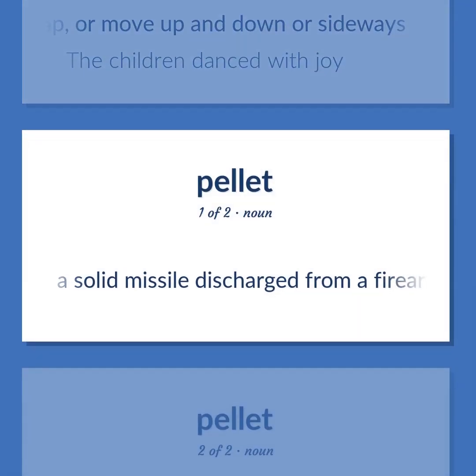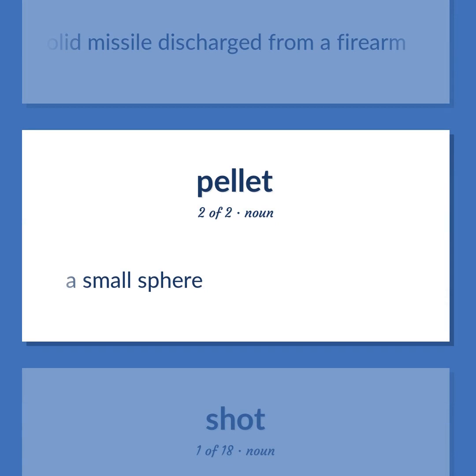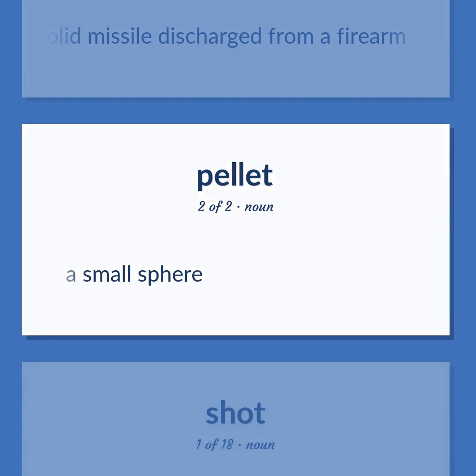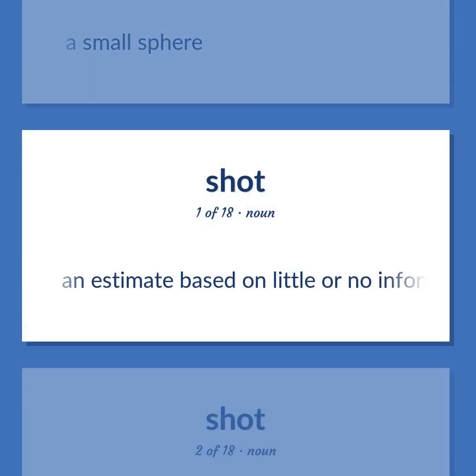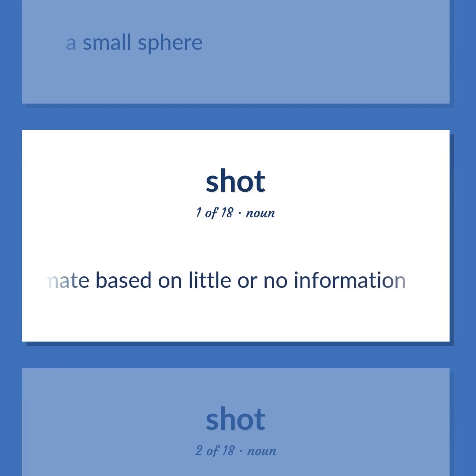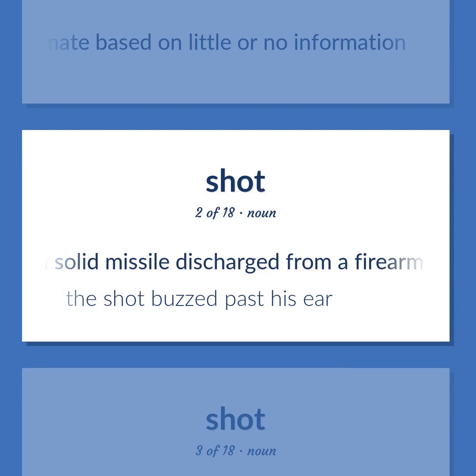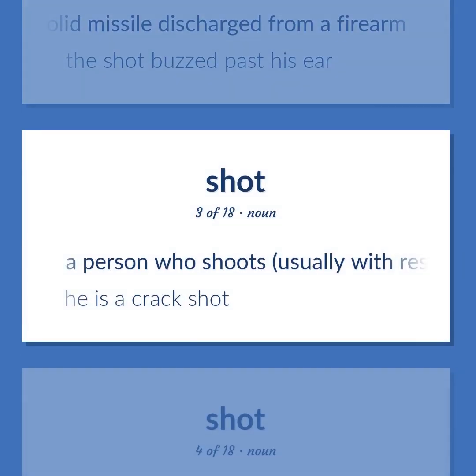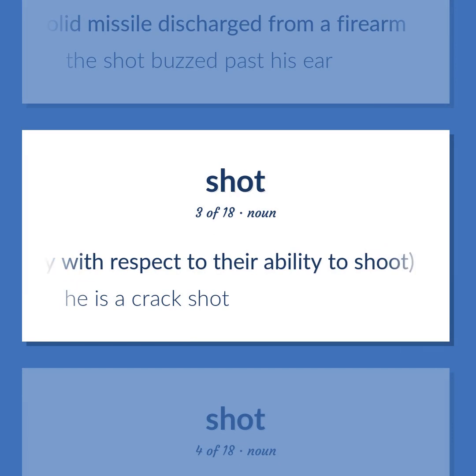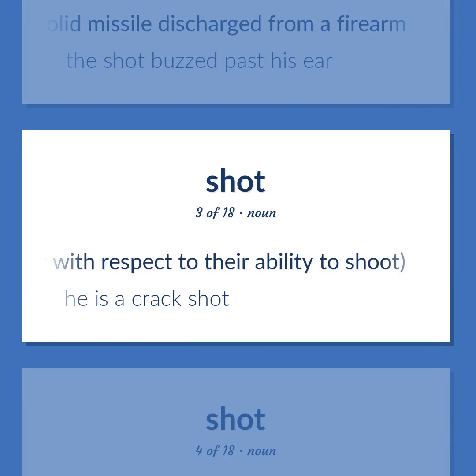A solid missile discharged from a firearm. A small sphere. An estimate based on little or no information. A solid missile discharged from a firearm. The shot buzzed past his ear. A person who shoots, usually with respect to their ability to shoot. He is a crack shot.